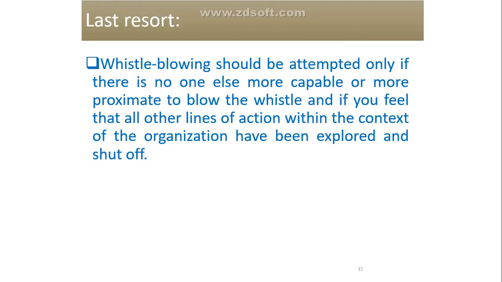Last resort. Whistleblowing should be attempted only if there is no one else more capable or more proximate to blow the whistle, and if you feel that all other lines of action within the context of the organization have been explored and shut off.